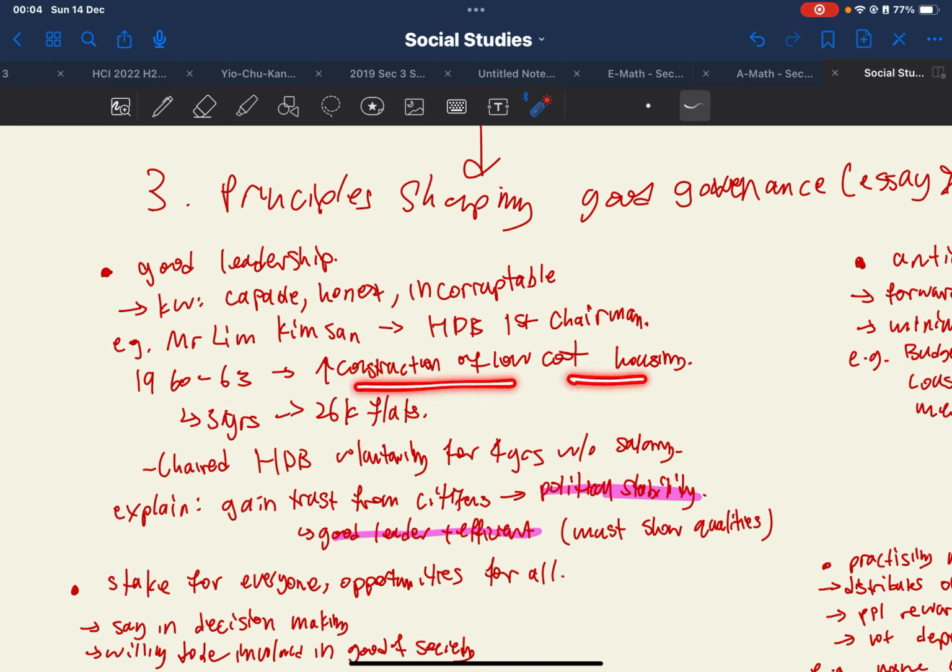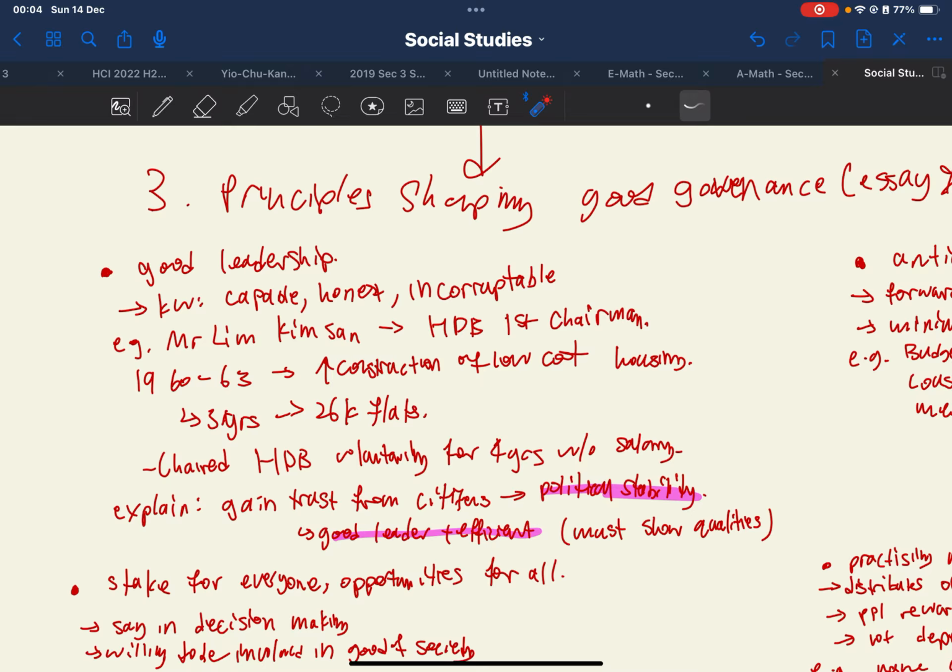Increased construction of low-cost housing in 3 years, or 3 years or more. Okay, a bit like 3 years. Okay, he built 26,000 flats. Okay, and he chaired HDB voluntarily for 4 years without salary. Okay, then you explain, because this gains the trust of citizens, leads to political stability. This is a good leader.